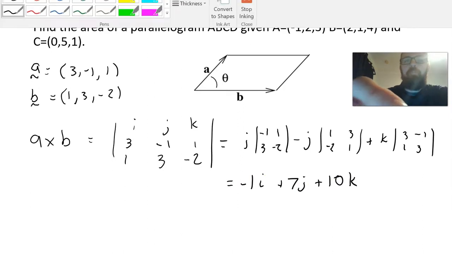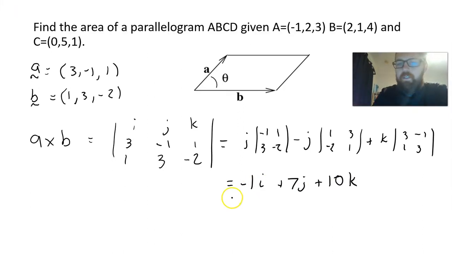Another way we can write that is in our more standard vector form, so it's going to be -1, 7, and 10. But to work out the actual area of the parallelogram, we have to work out the length of this vector. So I'm going to call this vector D for no reason. I'm just going to label it like that.